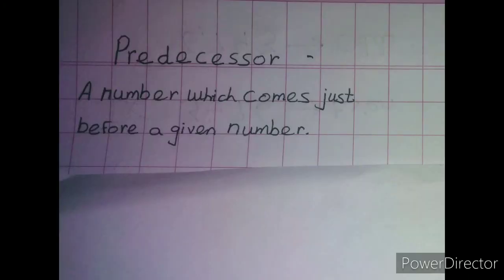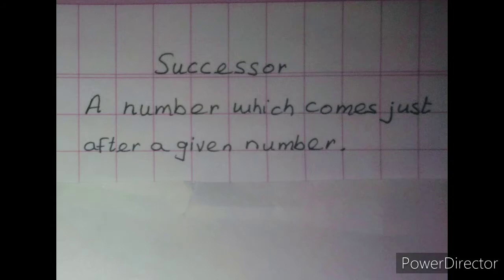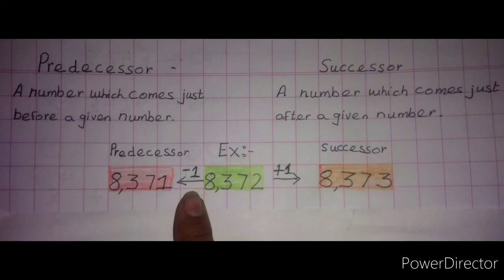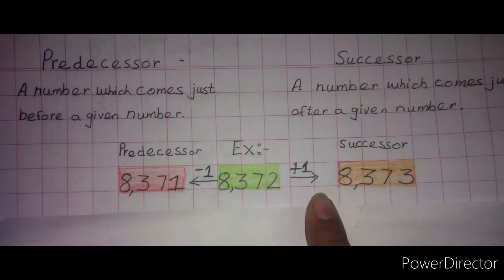Next topic is predecessor and successor. Predecessor and successor refer to the numbers directly before or directly after a given number. It is more like we used to do in second class, what comes before and what comes after. Let us take one example. The number is 8372. So the predecessor of 8372 will be minus 1, which will be equal to 8371, and the successor will be plus 1, so it will become 8373.